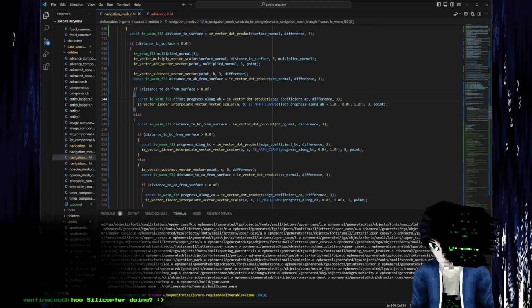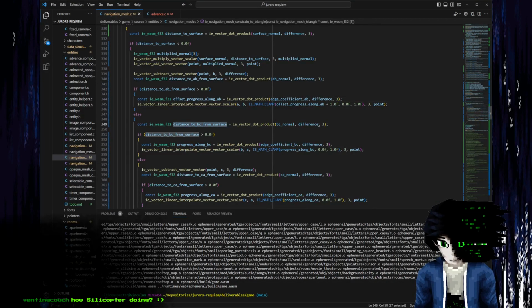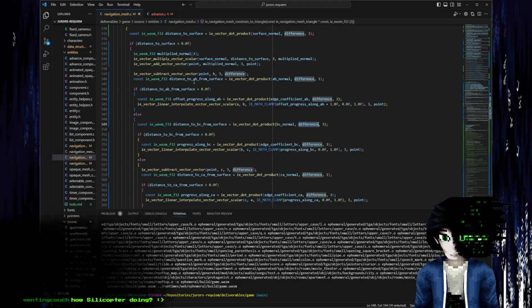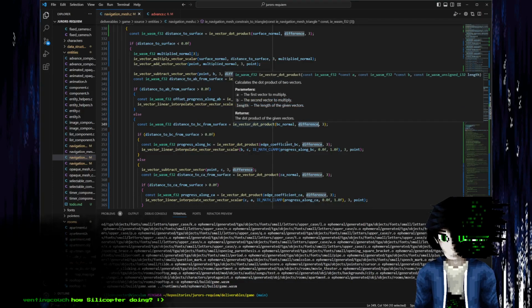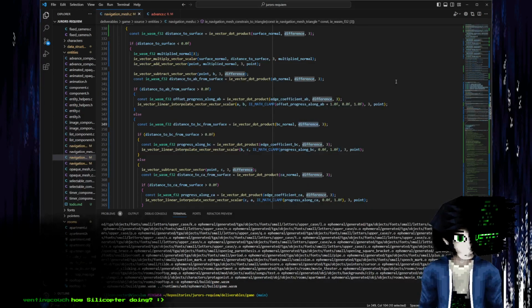And then, sorry again, we're getting the distance to BC from the surface. So we've got our normal, sorry, our difference, which is, thanks for popping stuff up all over the screen, Visual Studio Code doesn't help.